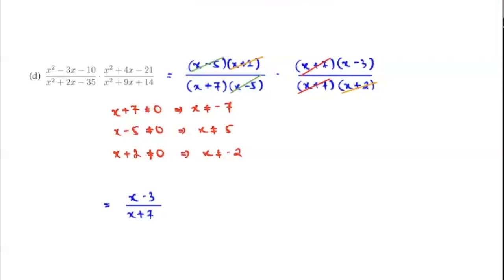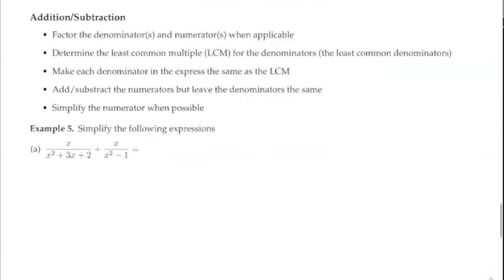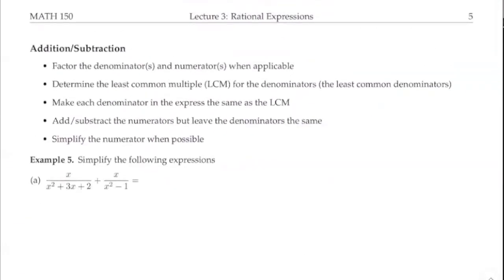So we're gonna move on to the next topic, which is addition and subtraction between two rational expressions. Again, the procedure you see on the board is just for me to show you steps that you can follow. But if you already know what to do, just follow the steps. Okay. So the first step for addition and subtraction is to factor the numerator and the denominator when possible.